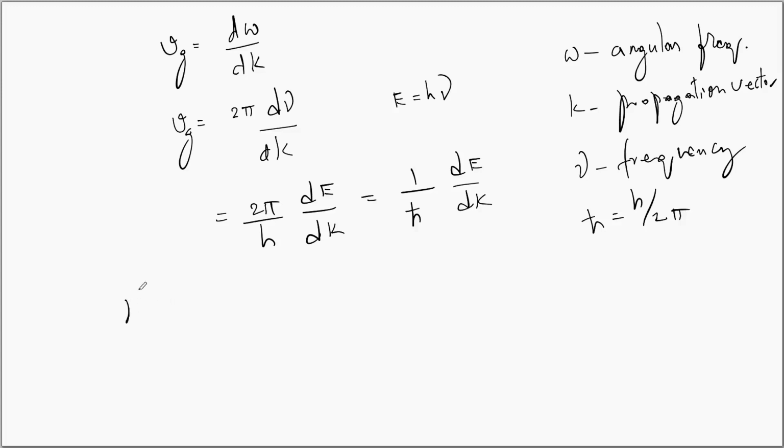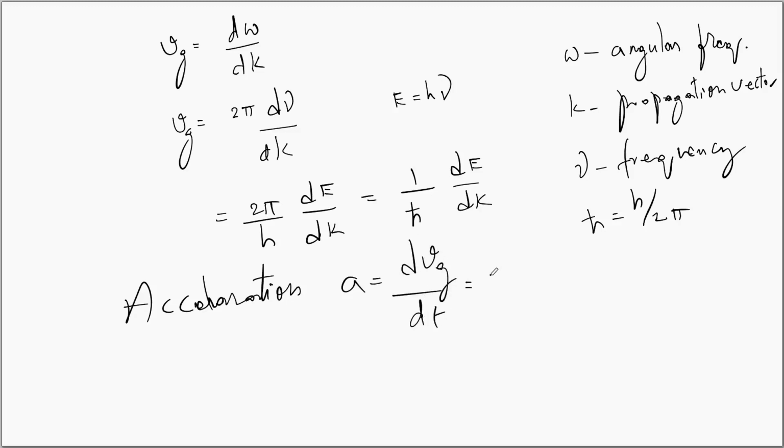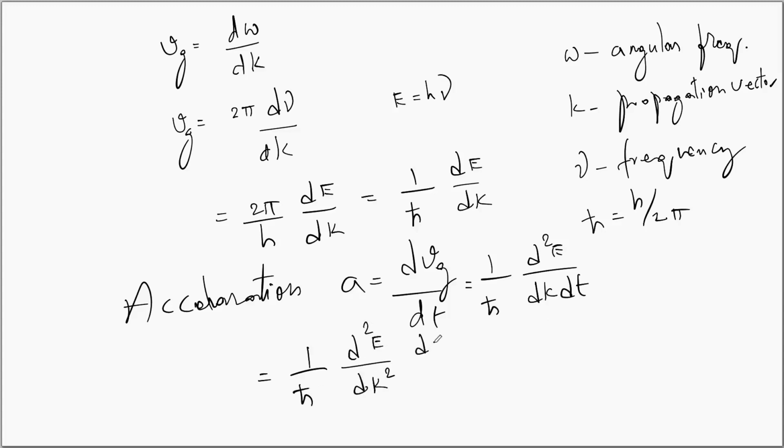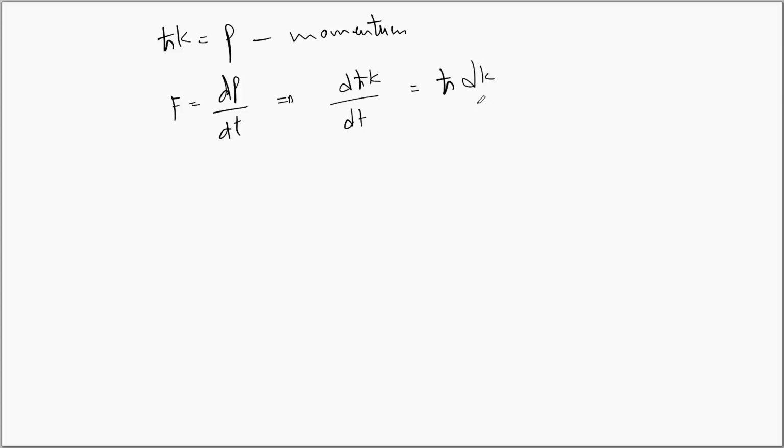From velocity, one can write the acceleration as a is equal to dVg by dt, which is equal to 1 over h bar d square E by dk dt. We write this in this fashion: 1 over h bar d square E upon dk square dk by dt. And we know that h bar k is equal to p, the momentum, and the force F is given by dp by dt. One can write this expression as d h bar k upon dt, that is h bar dk by dt, or dk by dt is equal to F, the force upon the h bar.